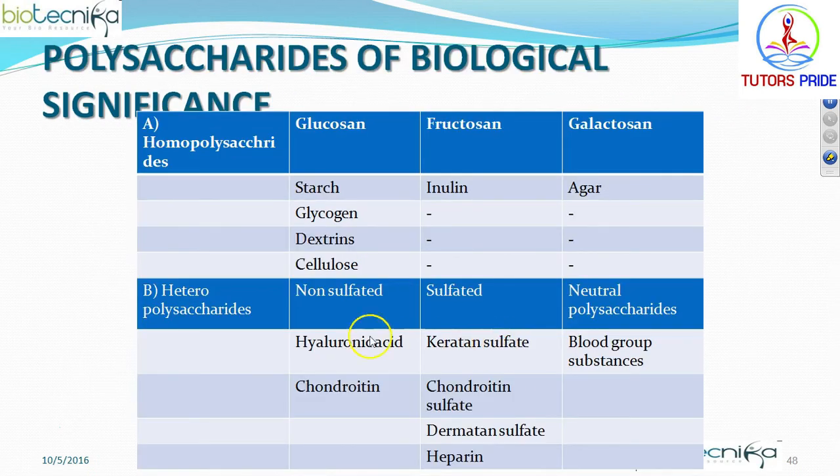Polysaccharides of importance. Homopolysaccharides, as I told you: starch and glycogen. Starch is available in plant cells. Glycogen is a stored carbohydrate available in animal cells. Starch also, as I told you, has amylose and amylopectin, as I have shown you. And you can see fructosan and galactosan. Glucosan is produced from glucose. If it is produced from fructose, it is called inulin. If it is produced from galactose, it is called agar. You have to remember. So agar is a homopolysaccharide.